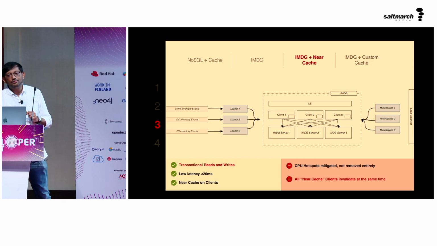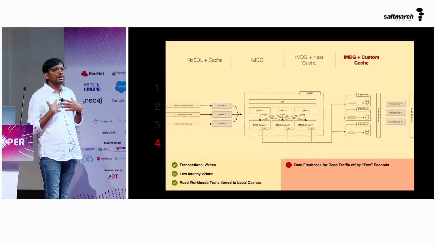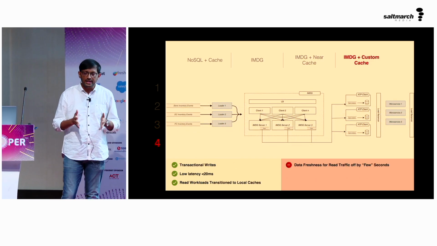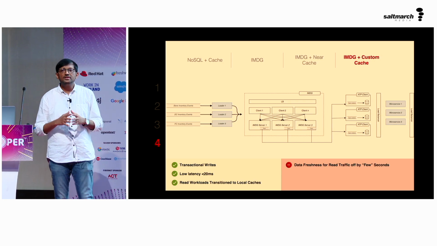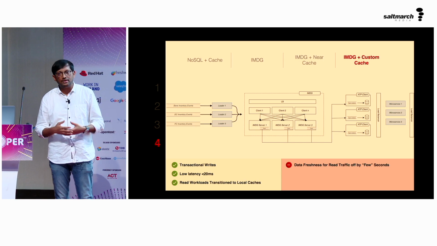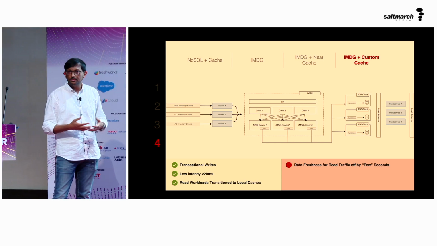That's where we moved to the final option, where we built our own custom cache. So our team built a custom cache called the native memory allocator, right? Which is very different from a near cache. The project is in GitHub. You can go and check it out.